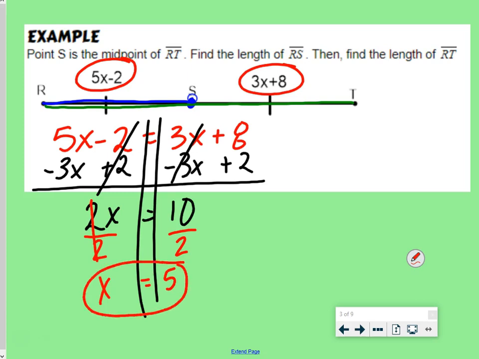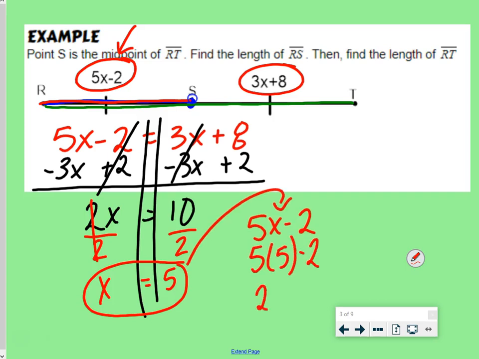Now, all we know is that x equals 5, but we want to know what RS is, which means we need to evaluate 5x minus 2 when x equals 5. So plug that 5 in for x, and we get 25 minus 2, which is equal to 23. So we can say that RS is equal to 23.